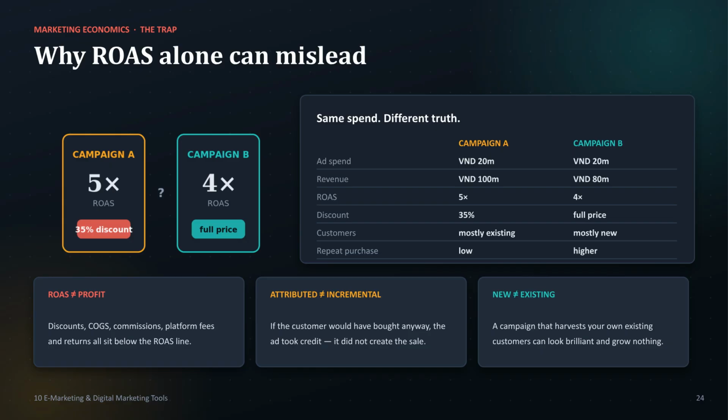Beware of the ROAS trap. A campaign with a higher ROAS isn't always better if it relies on heavy discounts or harvests existing customers. Always look for incremental revenue, sales that wouldn't have happened without your specific ad spend.